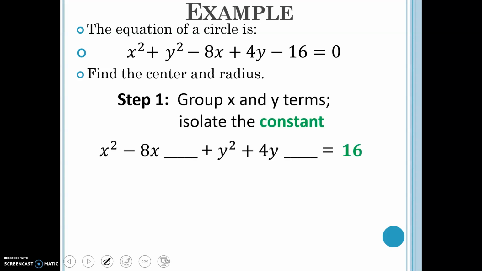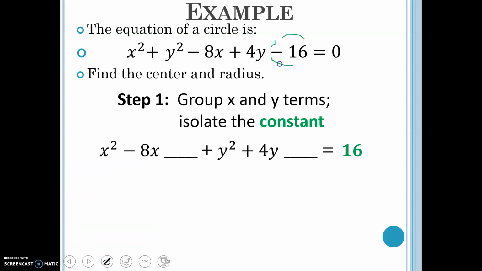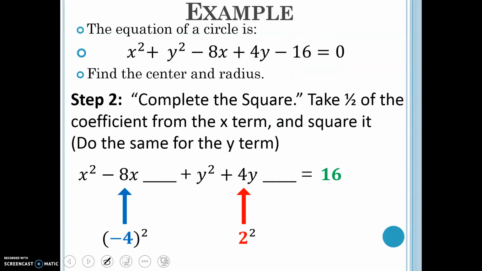Step number 1, we are going to group our x and y terms while also isolating the constant value. What that means is this minus 16 here, we're going to send over by itself on the right by adding 16 to each side. Notice I also grouped together my x terms, x squared minus 8x, and I purposely left a space here. And I'm grouping my y terms together and purposely leaving a space here. That's our first step.